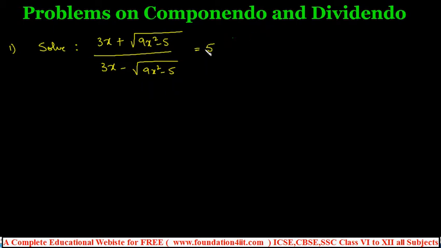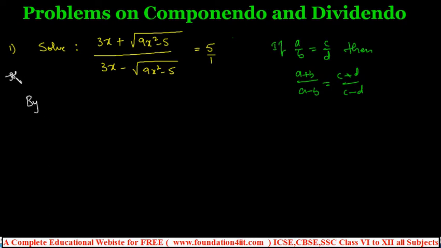In this proportion, 5 we can make as 5 by 1. Now, according to the componendo and dividendo rule, if a/b = c/d, then (a + b)/(a − b) = (c + d)/(c − d). Here the entire numerator is a and the entire denominator is b. Here in the right side, 5 is c and 1 is d.